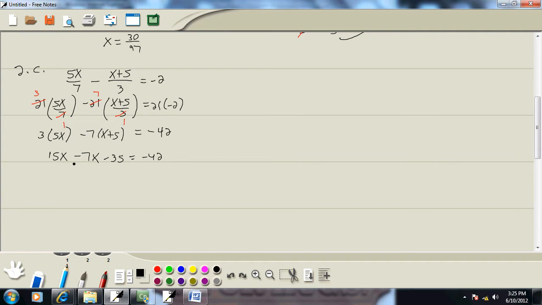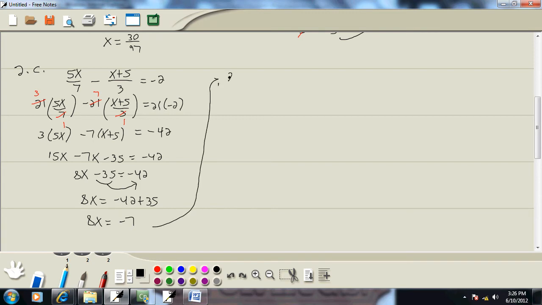Combine together like terms in a step. 15x minus 7x is 8x. Third step, get everything with an x on one side, numbers on the other. So I'll take negative 35 over. It becomes a positive 35. Combine together numbers at a step. That gives me a negative 7, I believe.